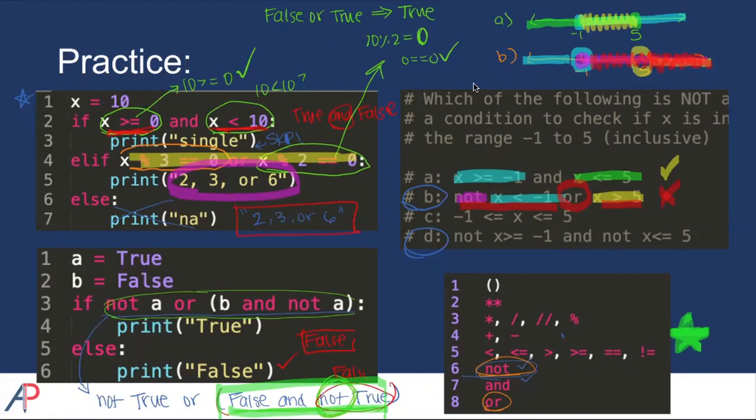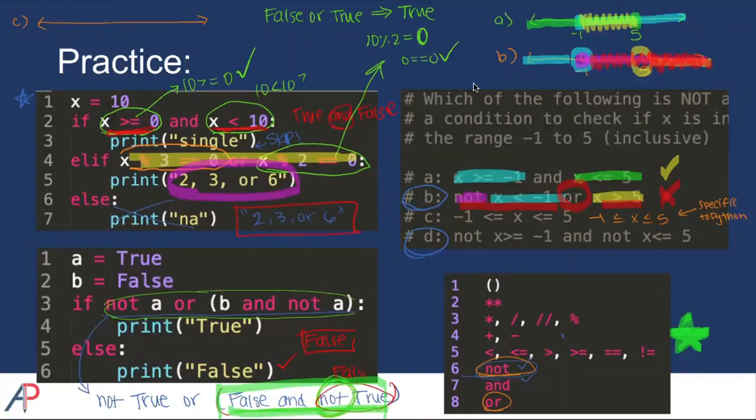Now, if I have C, I think I'm gonna do C over here because I'm running out of space. And I have -1 is less than or equal to x, which is less than or equal to 5. In math notation, you would normally see this as -1 less than or equal to x less than or equal to 5. So this one's very specific to Python. You cannot do this in most languages.